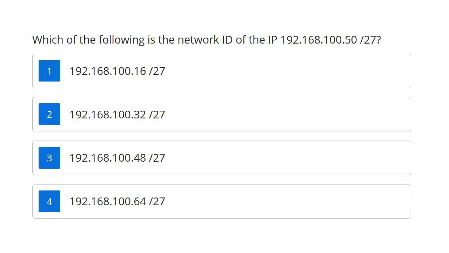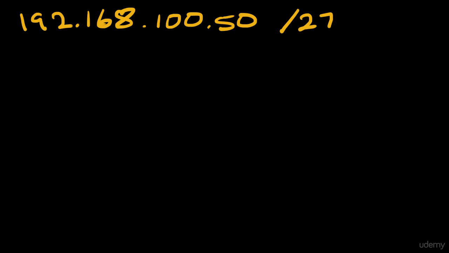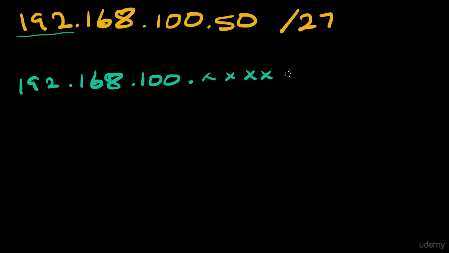Which of the following is the network ID of the IP 192.168.100.50/27? The first thing to do is work out the original network ID. This is class C. The default prefix is /24. Therefore, the original network ID was 192.168.100.0. And I'll just write the last octet as X's.